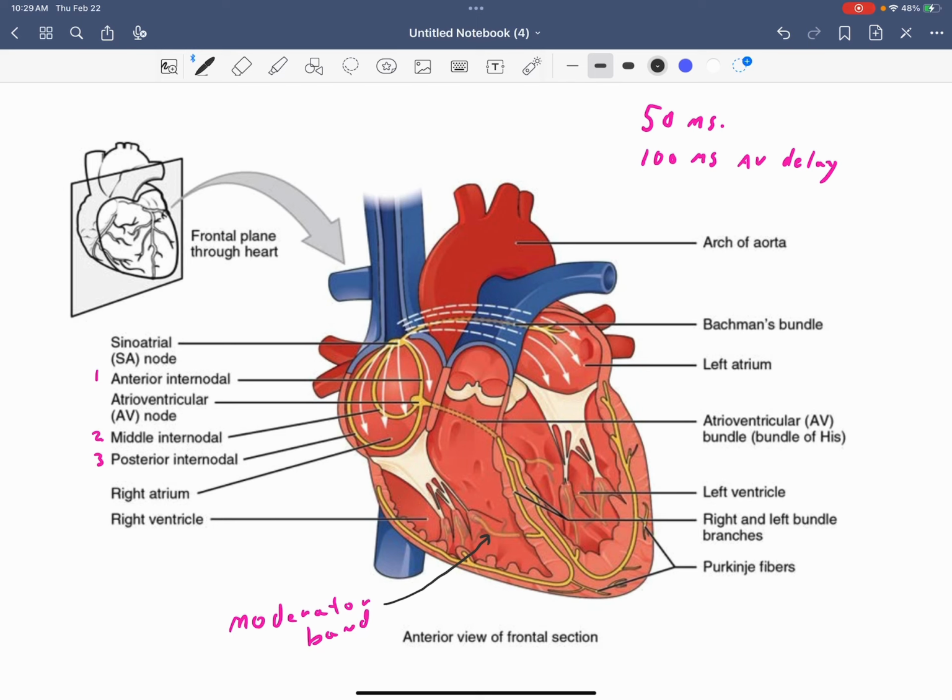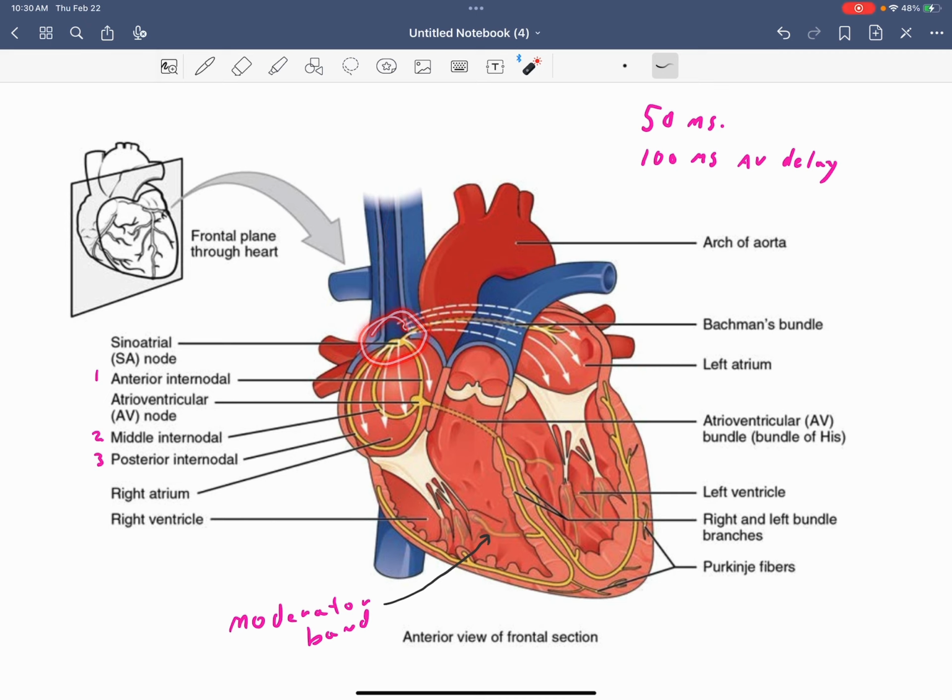In this video, we'll have a look at the electrical conduction system of the heart. So let's start with some of the basics. Now, when we're looking at the first part, we're dealing with the sinoatrial node. The sinoatrial node is located at the posterior part of the right atrium, right near the junction of the superior vena cava.